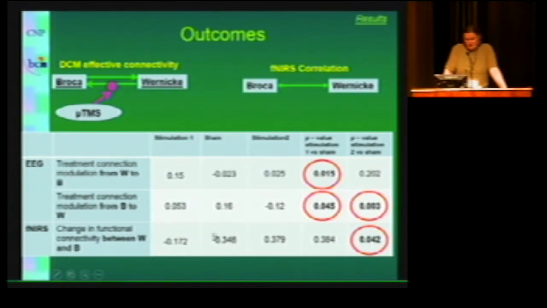And NIRS data told us something about the functional connectivity, and what you can see is that functional connectivity in sham decreases. It also decreases to a smaller extent, but not significantly different during stimulation 1, and during stimulation 2, it is significantly increased. So what we expected, that stimulation 2 will increase the functional connectivity, it really happens.